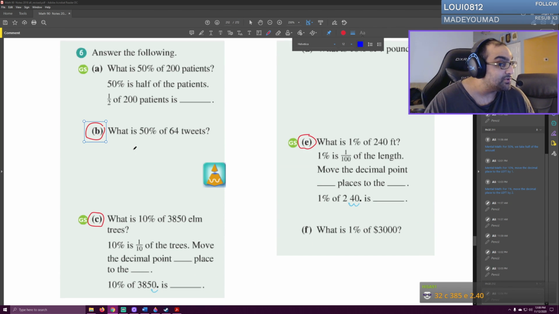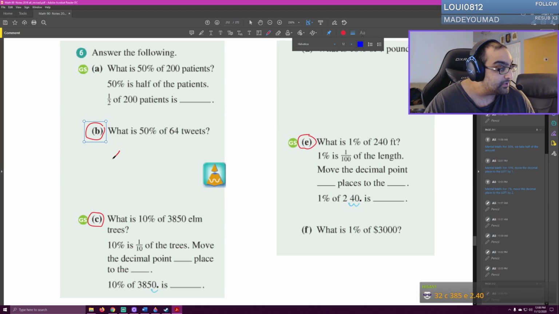So what is 50% of 64 tweets, for example? Again, we say what is. So we have x is equal to 0.5, the decimal equivalent of 50%, times 64. So again, we think of half of 64 here. So that's 32 tweets. Okay, no problem.